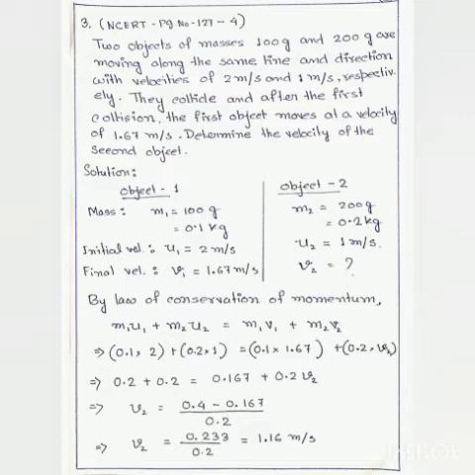Now by law of conservation of momentum, m1 u1 plus m2 u2 equals m1 v1 plus m2 v2. Now just substitute all the values of m1, m2, u1, u2 and v1 and calculate it, and what we will get, v2 is equal to 1.16 meter per second.